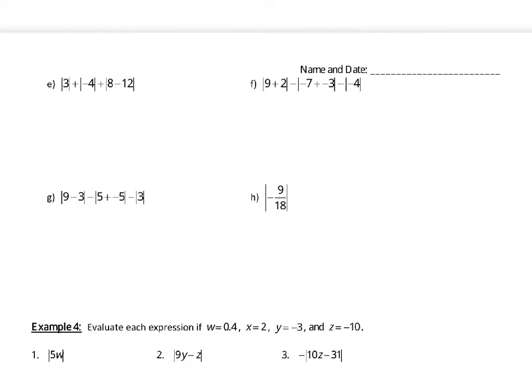So now what we're left with is 11 minus 10 minus 4, and we are going to move left to right. So what we end up getting is 11 minus 10 gives us 1, and then 1 minus 4 gives us negative 3. So please try any exercise from example 3 that I have not shown you in the video lecture.